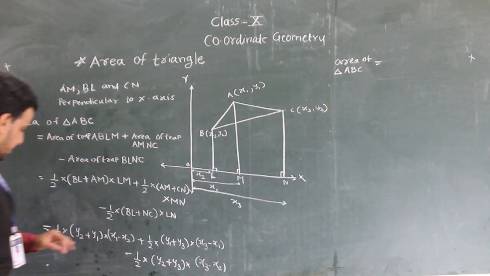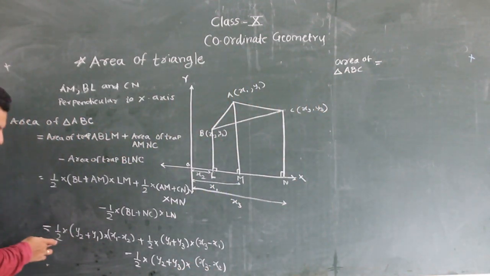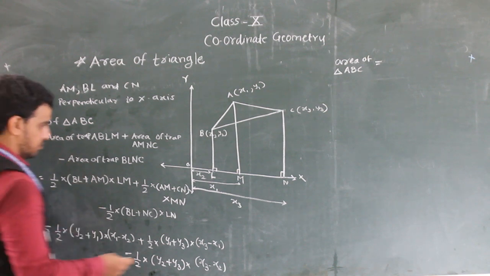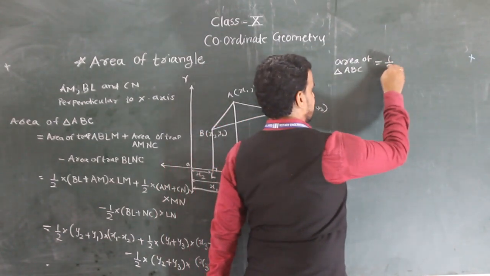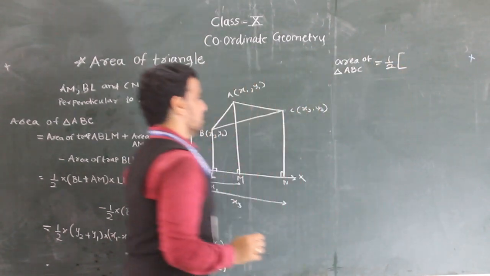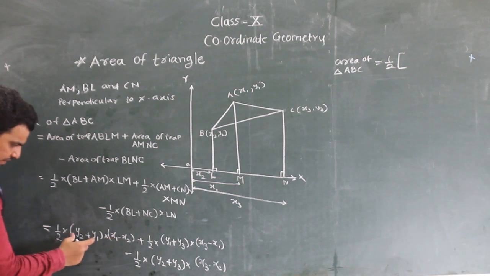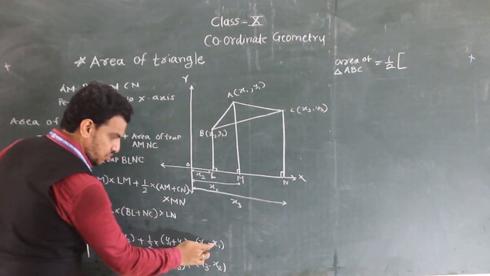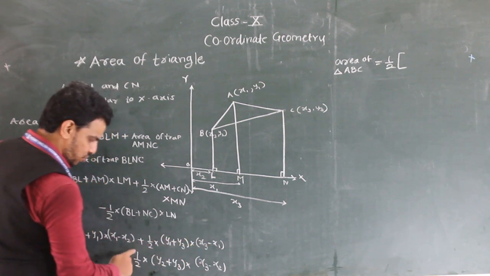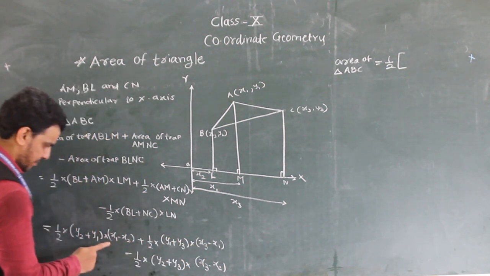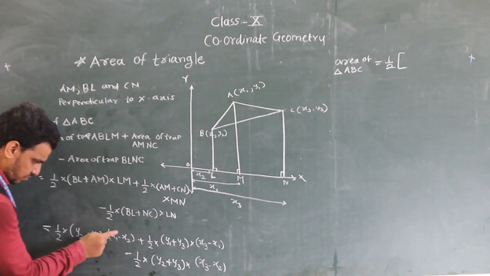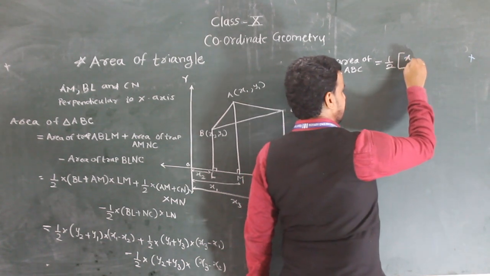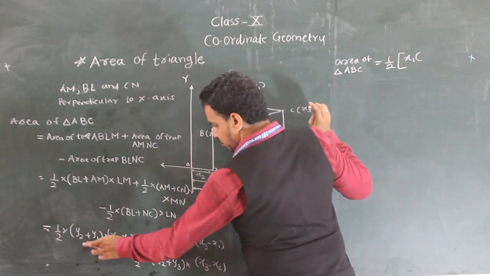Now we have to find the area of triangle ABC. So here we have to write this in a simplified way. First we take half common. So half in bracket. Now this x1 is multiplied to both of this bracket, y2 plus y1, and here also minus x1 is there. So we are going to take x1, x2 and x3 common. First taking x1 common, x1 multiplied to this bracket. If I take x1 common, in the bracket y2 plus y1 remains.